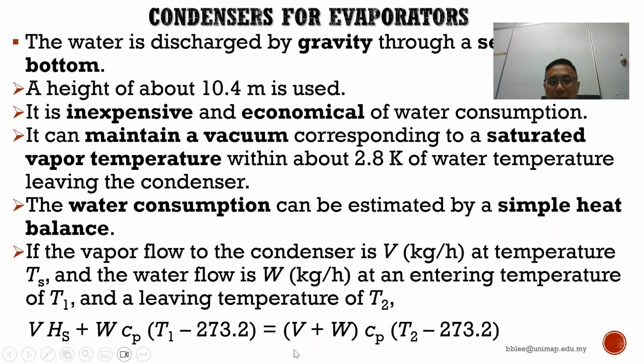So we can solve by using this heat balance to determine the vapor flow rate. The vapor flow V, the condensate and water flow, the entering temperature and the leaving temperature T2. So we want to find V and W, the rates, with leaving temperature T2. This is a balance for us to find water consumption. We want to know how much water is required. So this equation can be used.